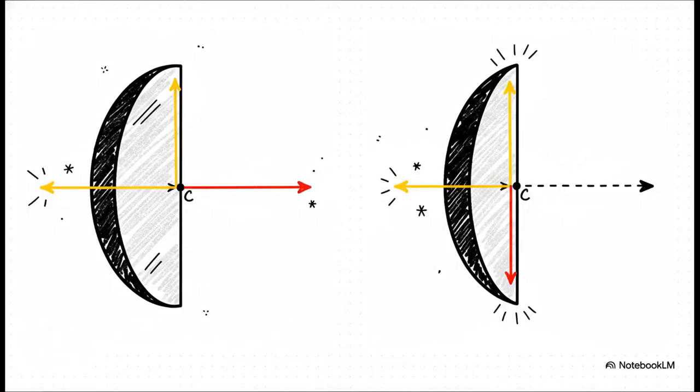Now, this third ray is probably the easiest one to remember. Any ray of light that passes through the center of curvature, C, is special. It hits the mirror straight on, at a 90-degree angle. Because of this, it simply reflects and travels right back along the same path it came from. This works the same for both concave and convex mirrors. It just retraces its path.